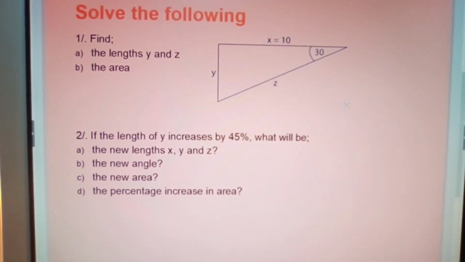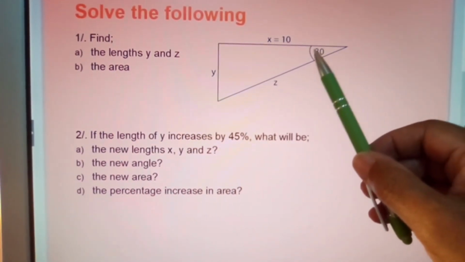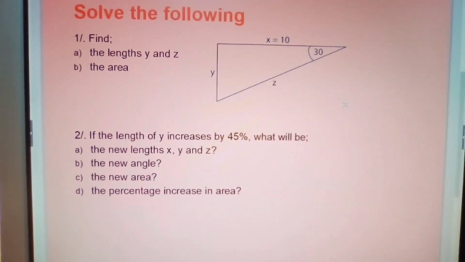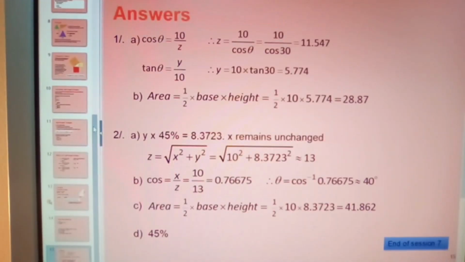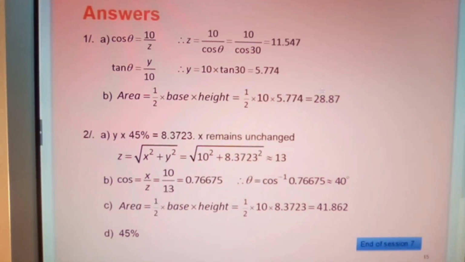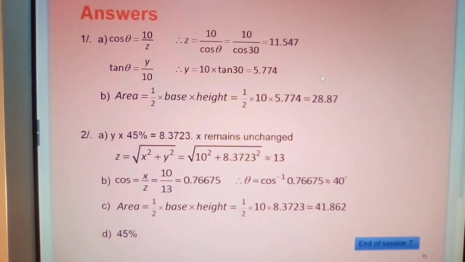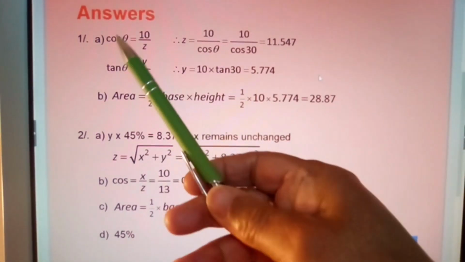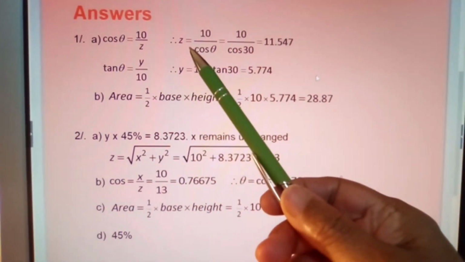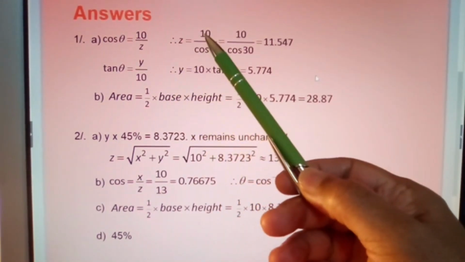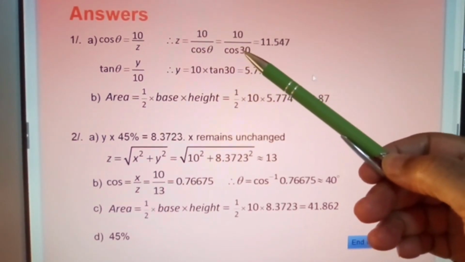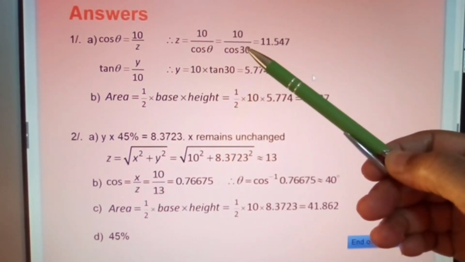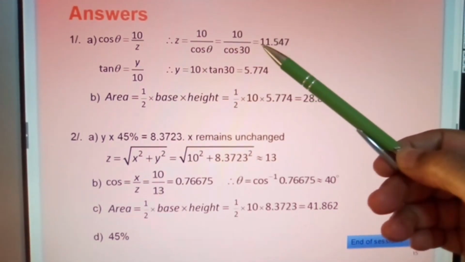What we have here is the angle of 30 degrees. We need to decide how we're going to utilize that to bring about a solution to our problem. Okay, let's have a look at it. Here we're looking at cos theta. I call it cos theta equals 10 over z. Therefore z equals, we are looking for z. We know the angle. Z equals 10 over cos theta. So we're finally looking for the cosine of 30 degrees. And when you find the cosine of 30 degrees, it comes to 11.547.